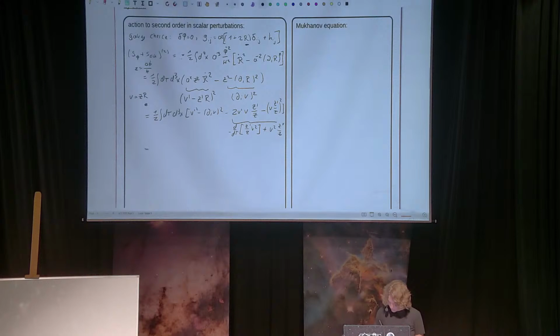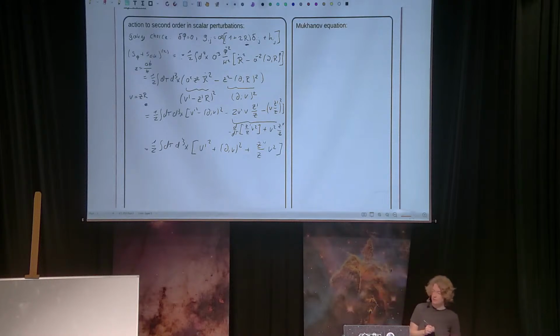And then what we're left with is 1/2 ∫dτ d³x [v′² − (∇v)² + (z″/z) v²]. So we have some variable, which is now canonically normalized. Here in front, it just has the usual kinetic and gradient term. And there are two non-trivial parts.